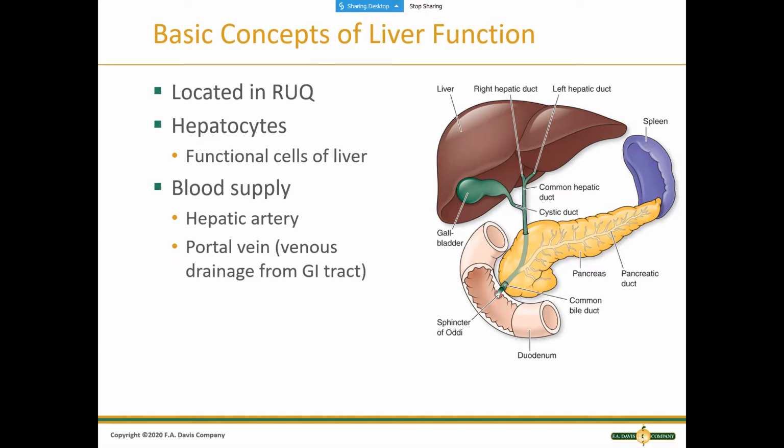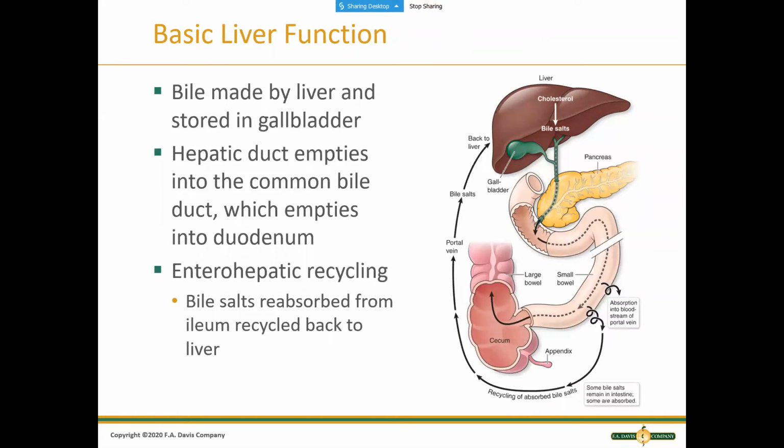So the liver is located in the right upper quadrant. The hepatocytes are the cells that do all the work. Your hepatic artery supplies blood to your liver. Your liver does have the gallbladder sitting right there underneath of it. So that's a very common source of pain, is a bad gallbladder. The gallbladder dumps into that common bile duct, which your pancreas also dumps into. Bile is made by the liver and stored in the gallbladder. The hepatic duct empties into the common bile duct.